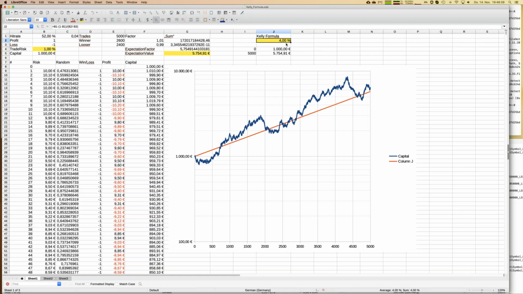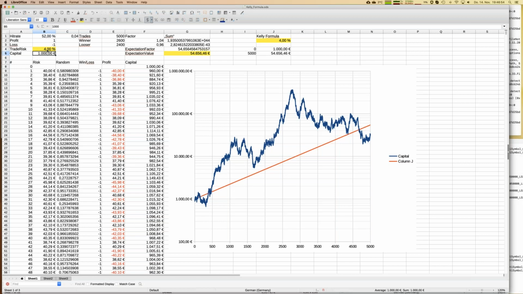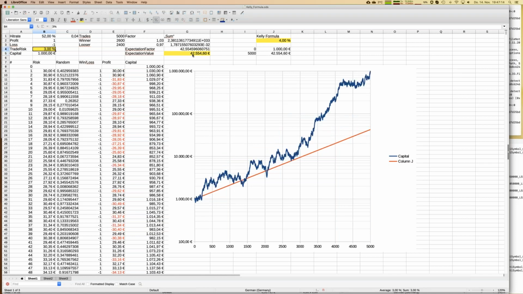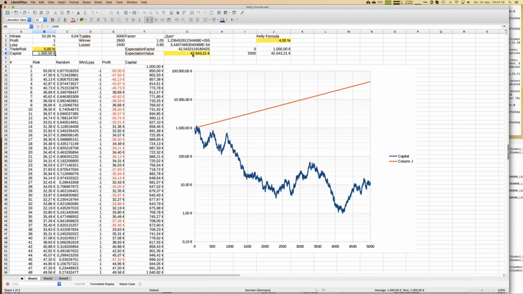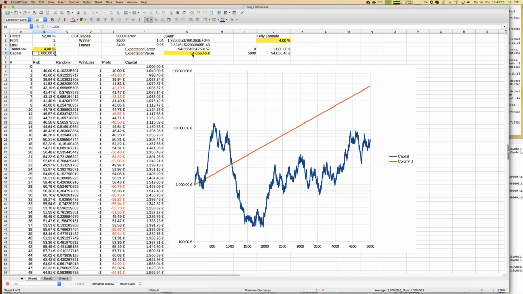4%. It's just applying the formula of my slide with the numbers of hit rate and risk reward ratio. So we know for 4% we have the highest expectation value, and in this case the highest expectation value is close to 55,000 euros. If we go below, less risk per trade, like 3%, we have a lower number. If we go higher, like 5%, we have lower numbers as expectation values. And we have the best one exactly with the Kelly criterion, and that is, in this case, with a hit rate of 52 and risk reward ratio of 1, just 4%. Hey, that's good to know.